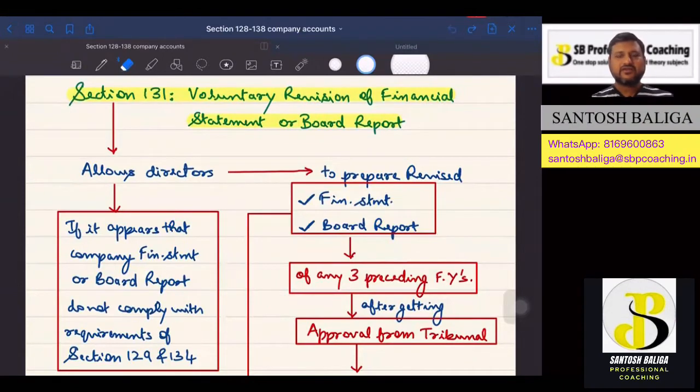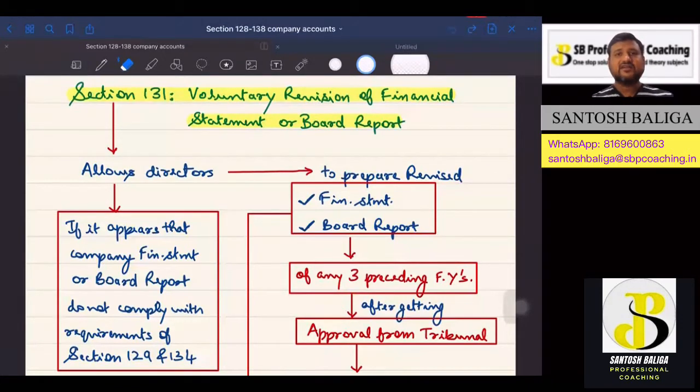We are continuing with our lecture currently on the chapter Company Accounts of Companies Act 2013. In the last lecture, we went through section 130, which provided for revision and recasting of the books of accounts. If you remember, such revision or recasting was only possible by an NCLT order, that is, a tribunal's order or a court's order.